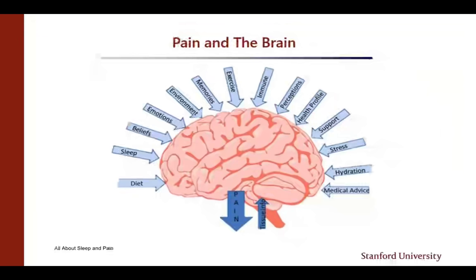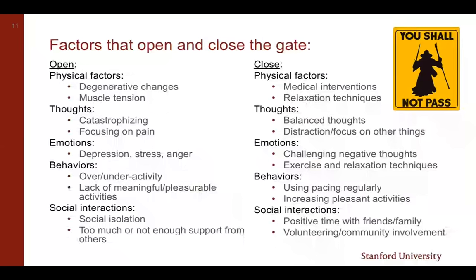And then I talked about how there's things you can do to change what's happening in your brain, change the way your brain is responding to pain. And there's some factors that close the gate. So you can think about how these might apply to yourselves. There's physical factors. So making sure you're taking care of your physical body, respecting your body, taking care of your physiology, doing your homework as far as seeking out appropriate medical interventions and adhering to them, right? There's also relaxation techniques, and we'll talk a little bit more about that specifically, but relaxation techniques to change what is happening in your body at the nervous system level.